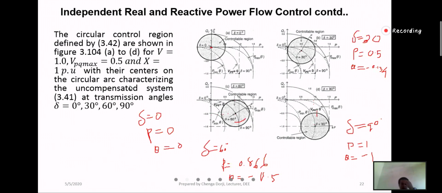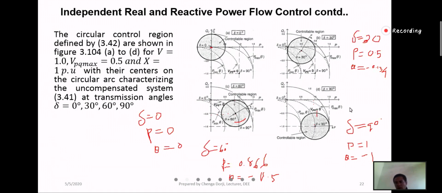So VPQ max: while drawing this one, we have considered this radius as 0.5. So VPQ max is 0.5 and x is 1 per unit. Then you can have different values, by defining VPQ max. You can try this in your MATLAB programming or Simulink. Just put that value of del there. So this is how it is happening.